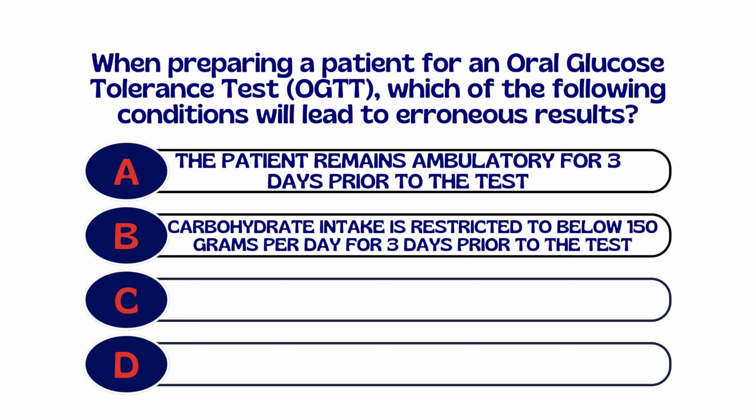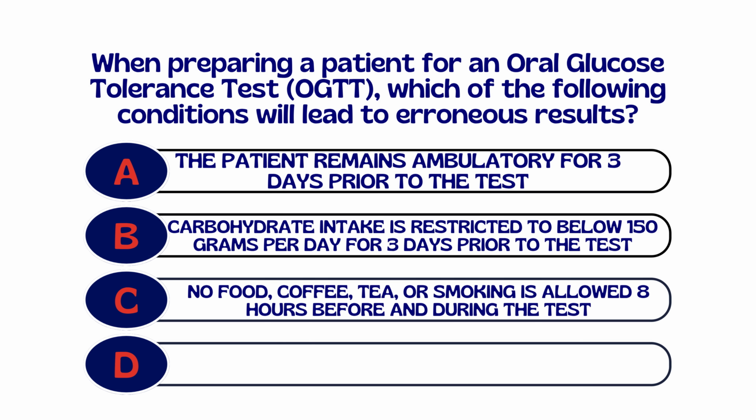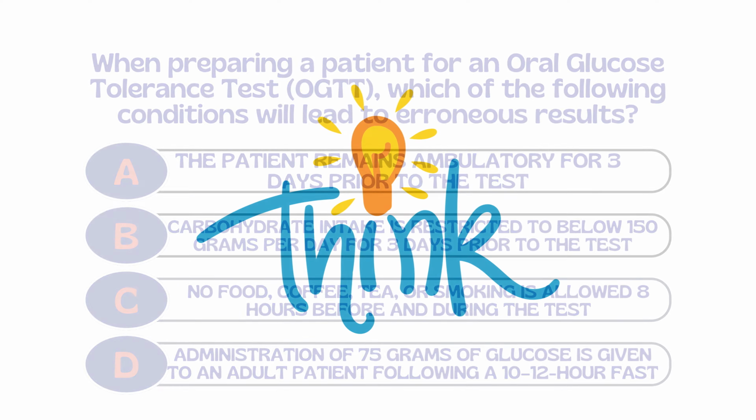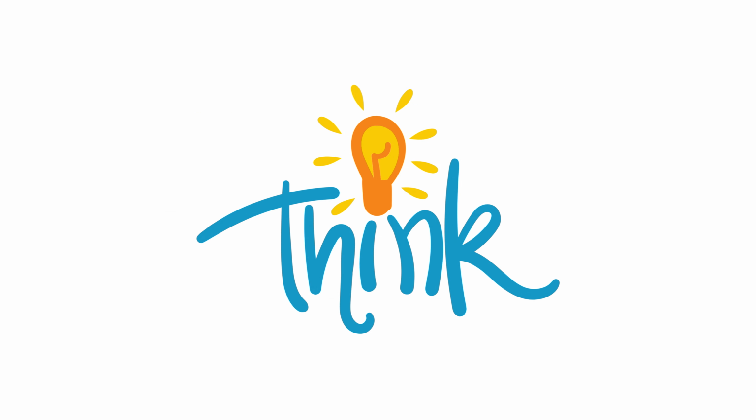B. Carbohydrate intake is restricted to below 150 grams for 3 days prior to the test. C. No food, coffee, tea, or smoking is allowed 8 hours before and during the test. D. Administration of 75 grams of glucose is given to an adult patient following a 10 to 12 hour fast. Think carefully. What's your answer?